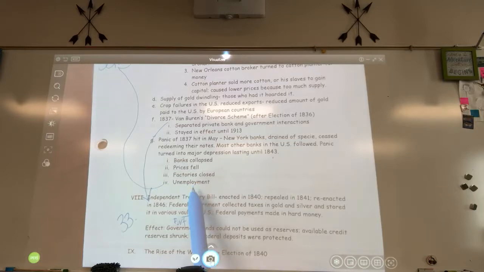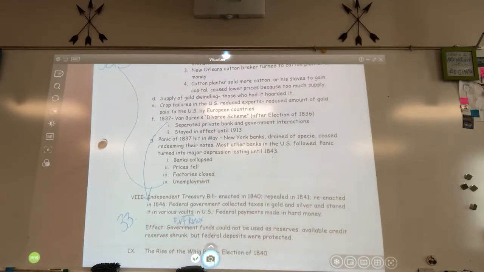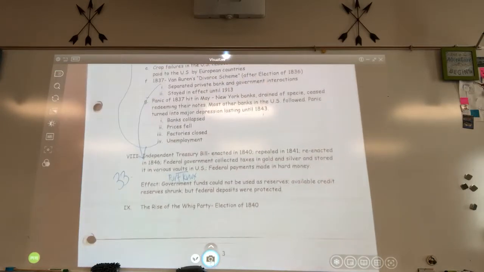Factories will close and we will have unemployment. All from Jackson moving the money out of the bank. Does he hurt people from his own party? Yes, because they're the people who are losing it. So the effect of this is the government funds cannot be used to make paper money. And this will lead to the rise of a specific party called the Whig Party.